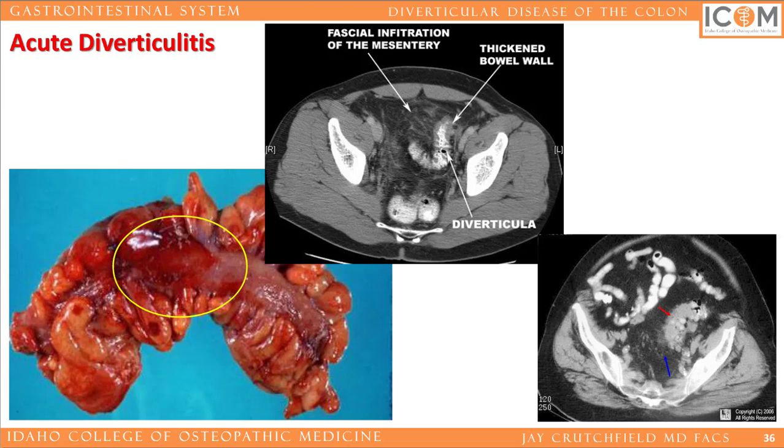The bowel wall is thickened, and there is a small amount of fluid contained within those inflamed strands of mesentery. The image on the lower right shows an area of thickened sigmoid colon, the red arrow, while the blue arrow points to some hazy inflammatory changes in the pericolonic fat, consistent with acute diverticulitis without rupture. Remember, when reading CT scans, fat becomes hazy in appearance. It's a sign of inflammation.